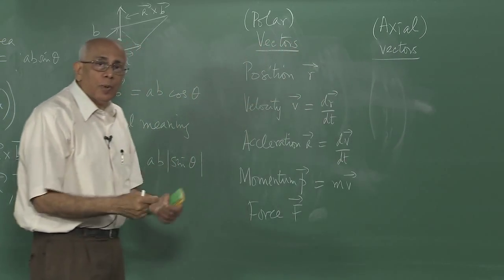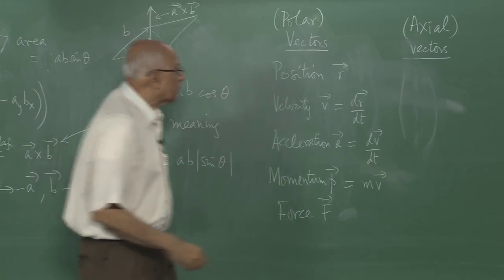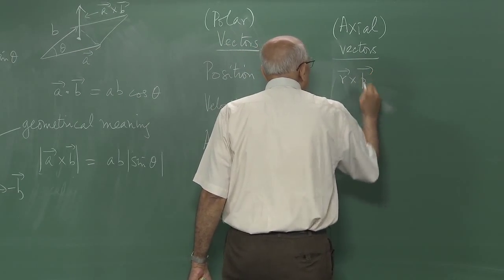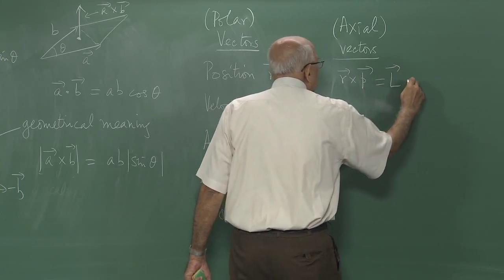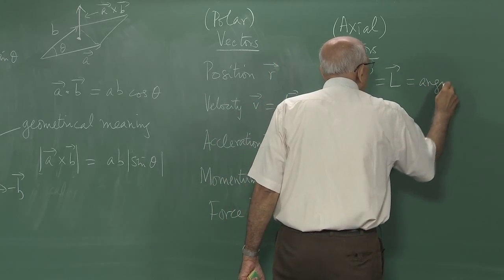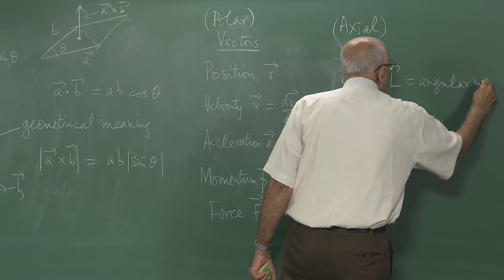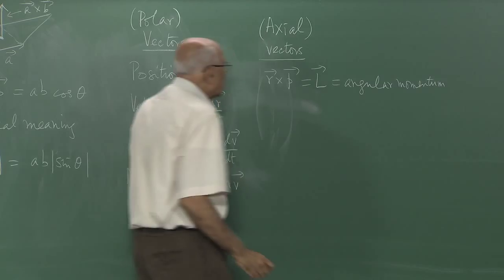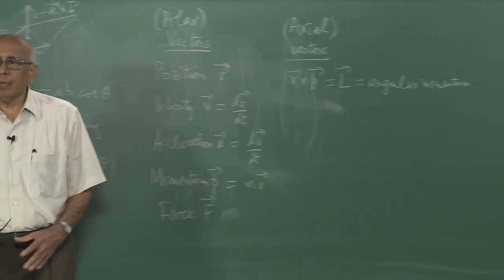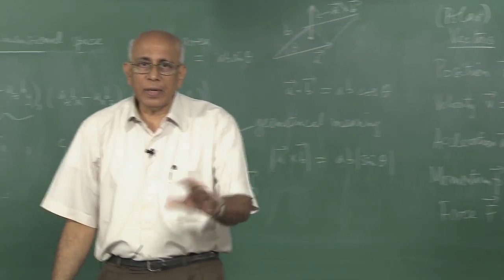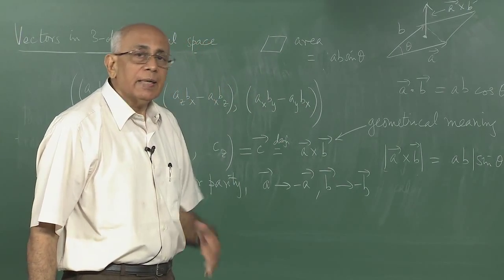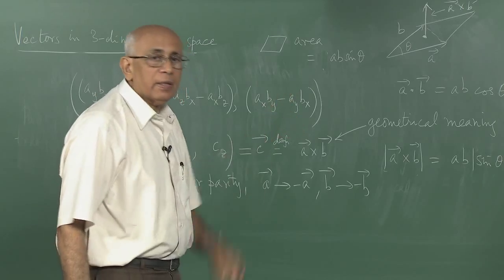And these are the cross products of any two ordinary vectors. For instance, R cross P equal to the angular momentum. That is an axial vector. It behaves exactly like a vector does under rotations of the coordinate axis, but the moment you have a parity transformation, it does not change sign, unlike what a vector really does.